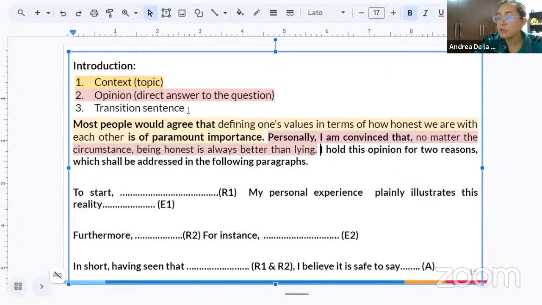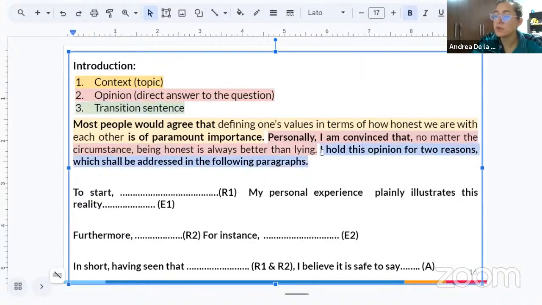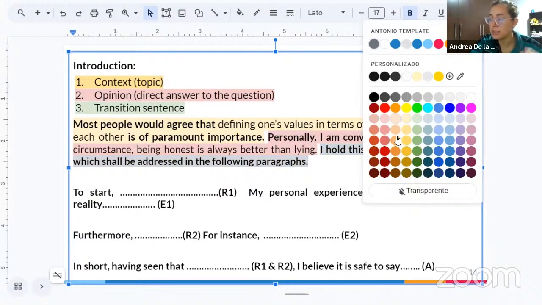And finally, we have the transition sentence, which you just have to memorize. You can change it if you want a little bit, no problem there. But the important thing is that you have a transition sentence where you say, I have this opinion, I think this way, for two different reasons that I'm going to explain in the body. You just need to have that.